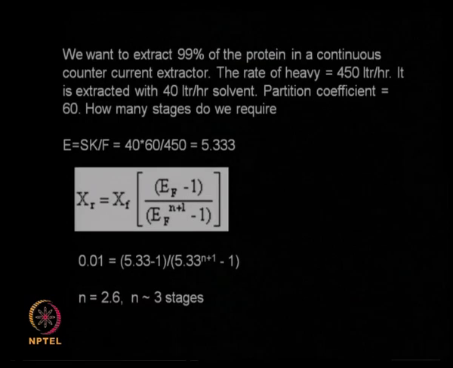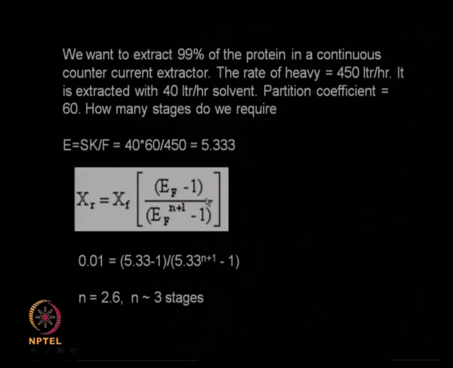Okay. Now we want to extract 99% of a protein in a continuous countercurrent extractor. The rate of heavy is 450 liters per hour, okay, that is feed, and it is extracted with 40 liters per hour of solvent, that is S. Partition coefficient is given as 60. So how many stages do you require? Again E is given by this formula, S into K by F. S is the solvent rate, K is the partition coefficient, F is the feed rate. So if I substitute all these I get E as 5.33.